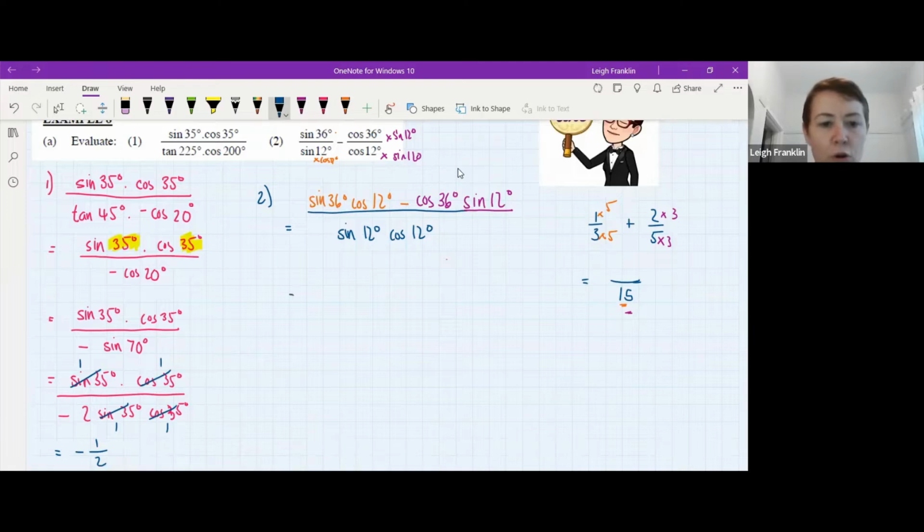Now, you guys in matric should be looking at the numerator and saying, yes, yes, yes, this is a what sort of angle, matrix?